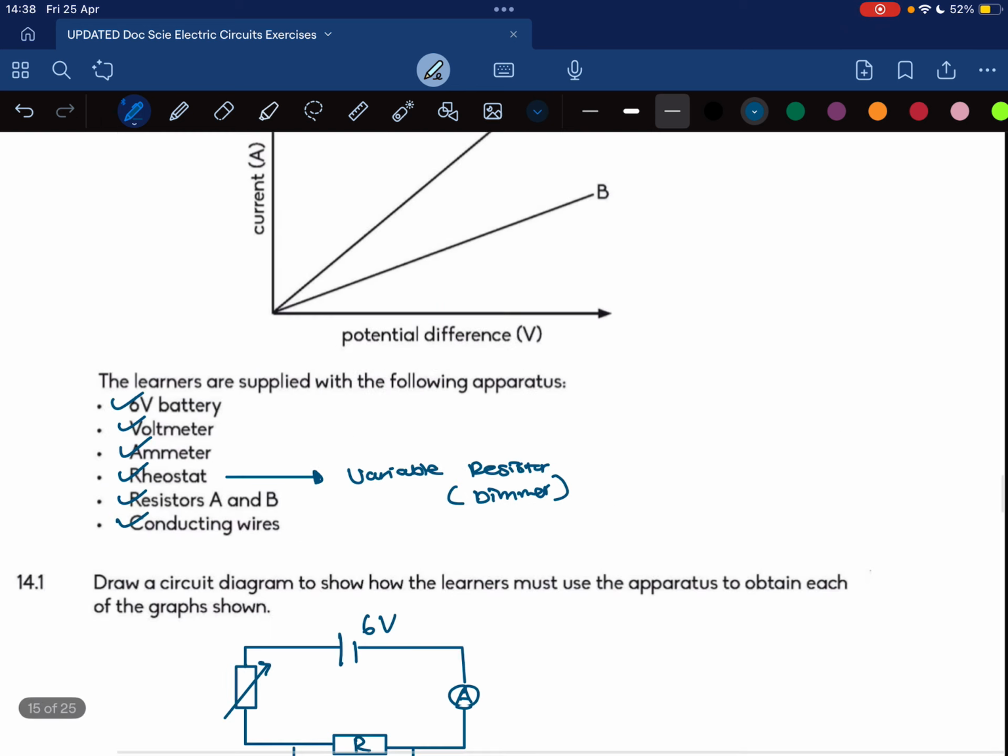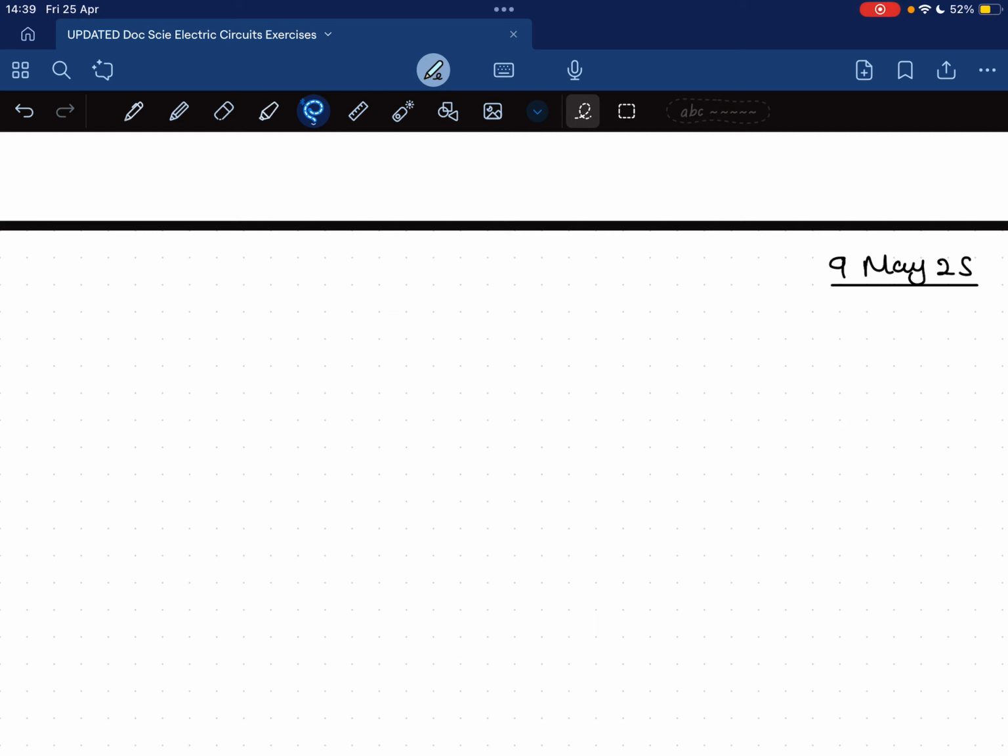Okay, so you can rule off, you can write today's date. It will be the 9th of May. And now we're going to start a brand new topic in circuits that you might not have covered before, but this is essentially where the grade 11 circuits begin. Okay, so we're going to look at power and energy.